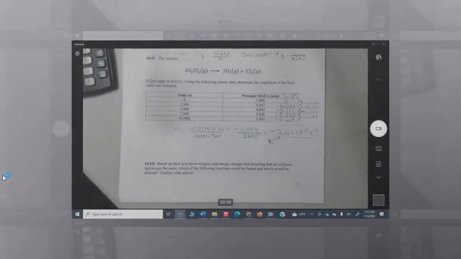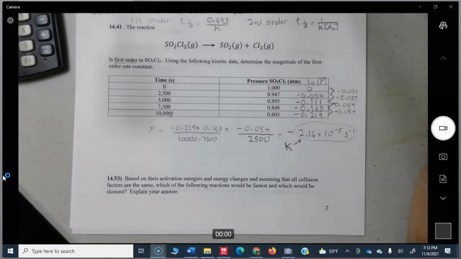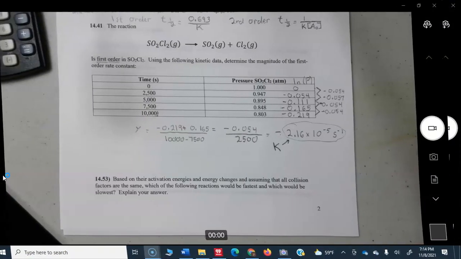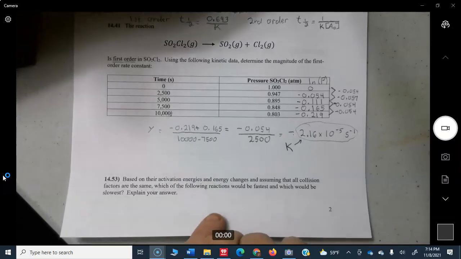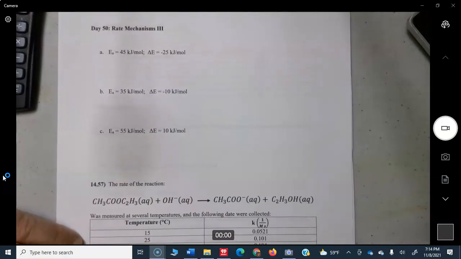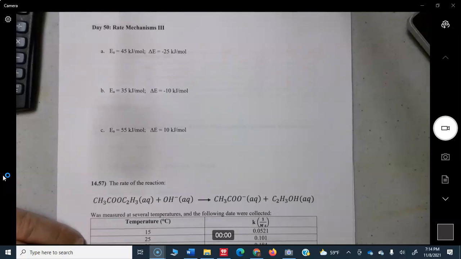Okay, so base number 1453, based on their activation energies and energy changes, and assuming that all collision factors are the same, which of the following reactions would be fastest and which would be slowest? Explain your answer. Okay, so these are on the next page. So we'll come over here. Okay, we're just going to sketch out an energy diagram for each of these.